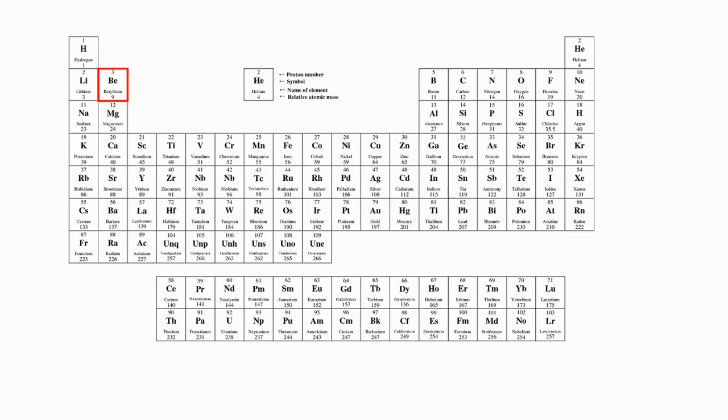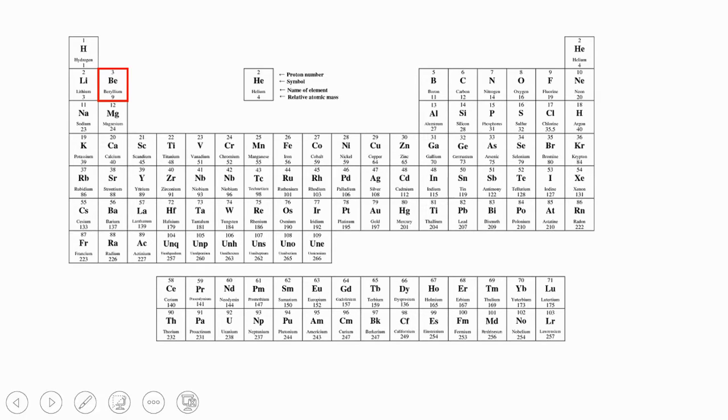Beryllium, you should know that if you count the number of electrons, they should go up by 1 for each element. So hydrogen is 1, helium has 2 electrons, lithium has 3, and beryllium should have 4. And that's the number of protons and the number of electrons that beryllium has.